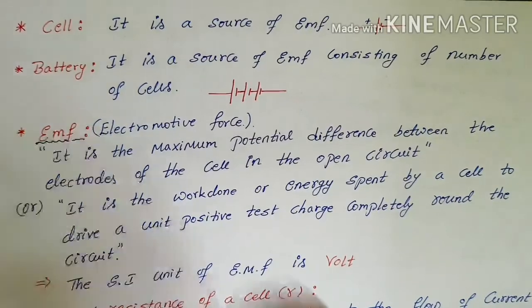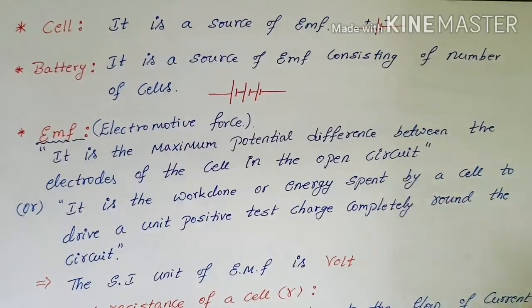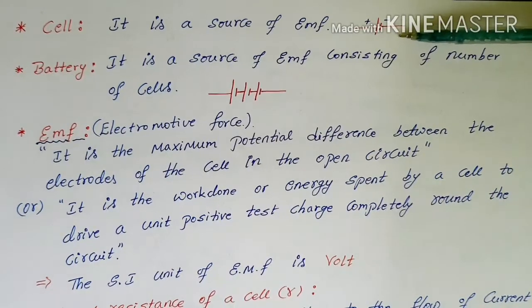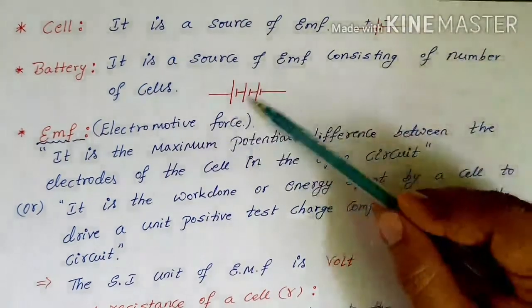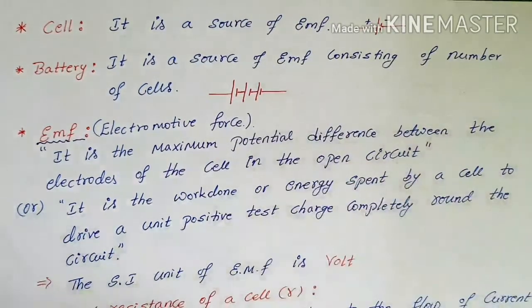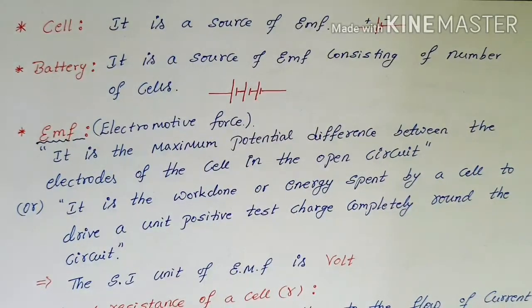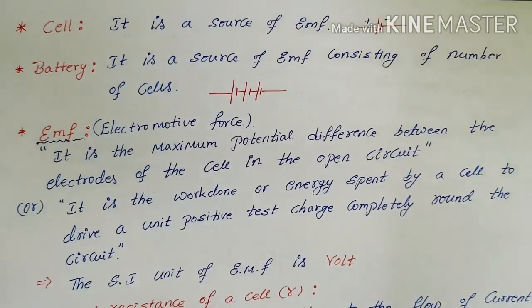So the first one is a cell. Usually we observe the cell symbol like this, right? So we used to write it in our circuit diagrams. So this is a cell symbol. It is nothing but a source of EMF. If it comes in a group, we call it a battery. The battery is a source of EMF consisting of a number of cells, or we can also say a group of cells. The group of cells we call a battery, and a cell itself is a source of EMF.